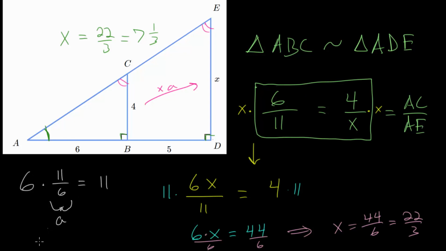And we can see that if we take 4 and we multiply it by 11 over 6, we get that 44 over 6, which we know simplifies to 22 over 3. So from going from this smaller triangle to the bigger triangle, each of these side lengths were multiplied by 11 over 6.